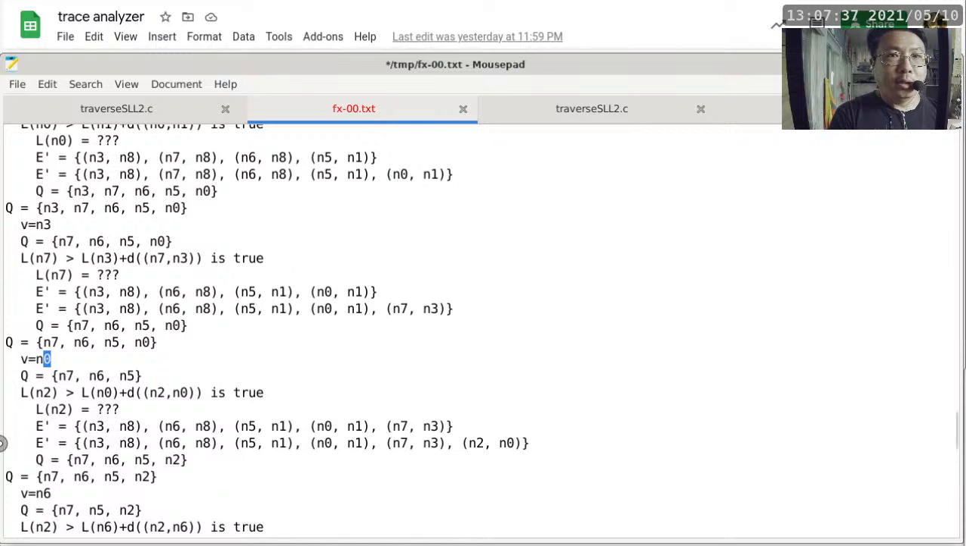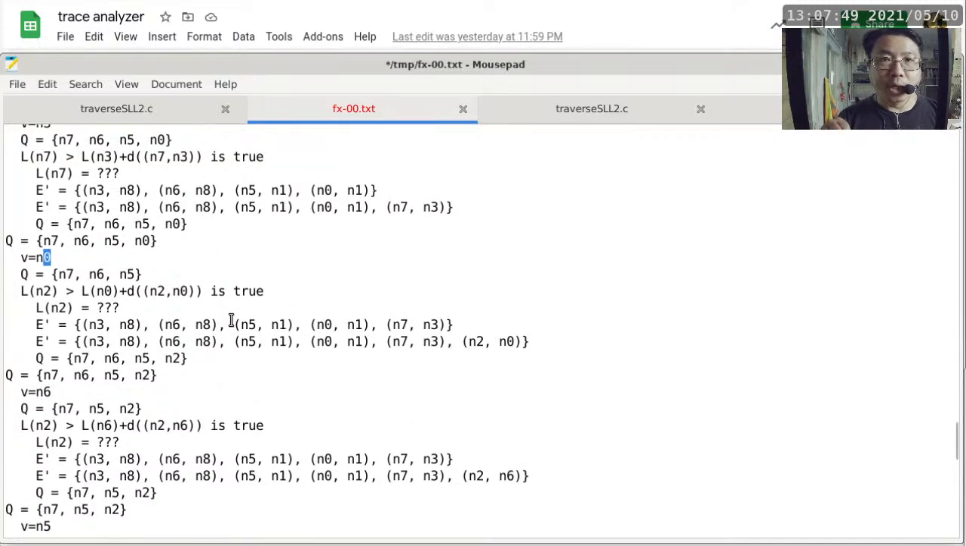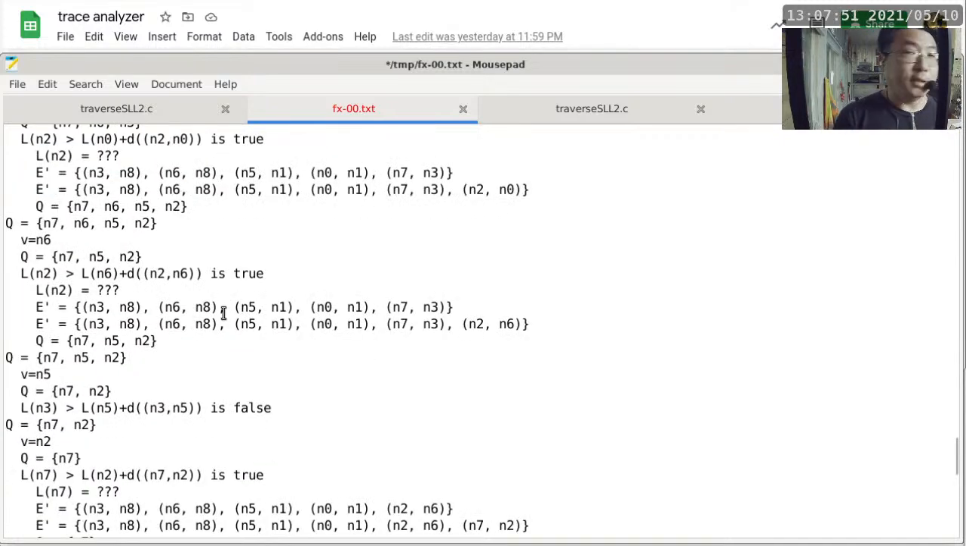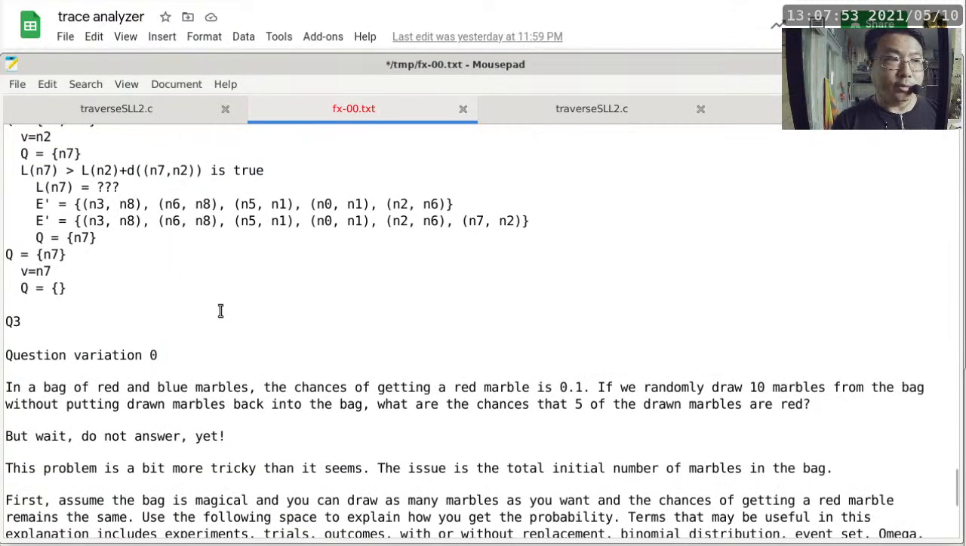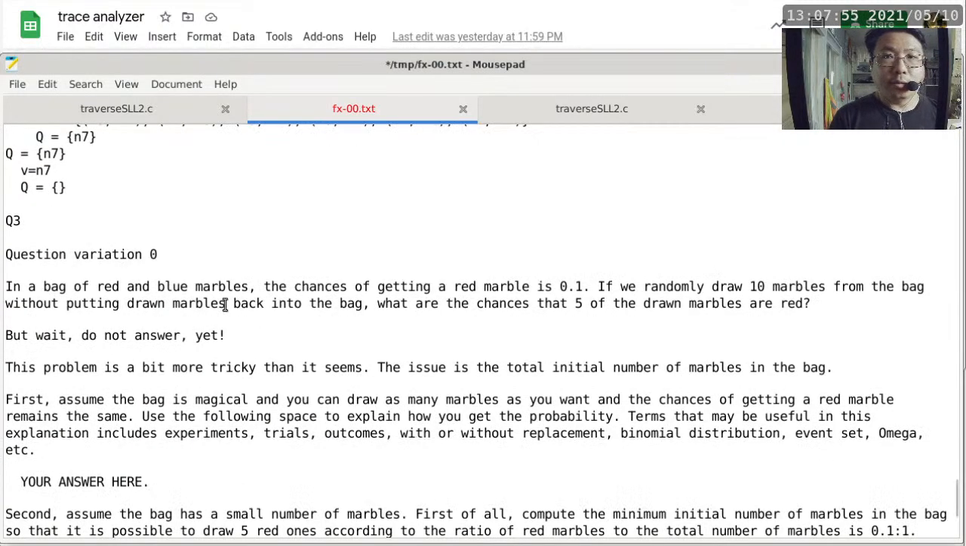So I'm going to finish this one on Wednesday, because I want you to have a chance to do what I suggested. We still have some time left, which I'm going to use to answer question number 3. Question number 3 is also about probability, but it doesn't sound like it. So we'll take a look at what the question is asking.